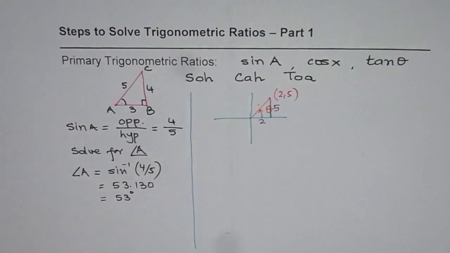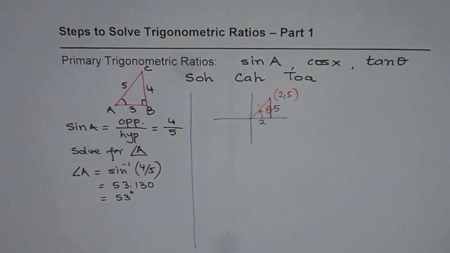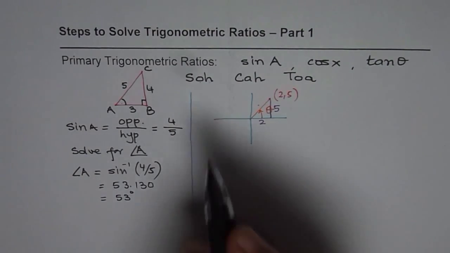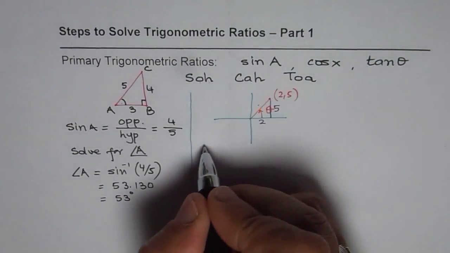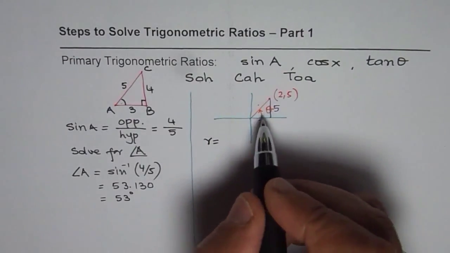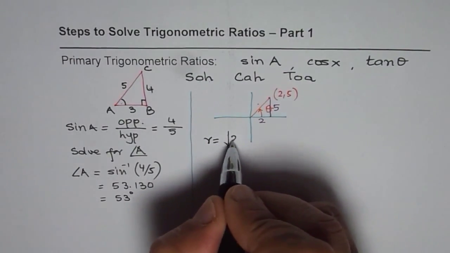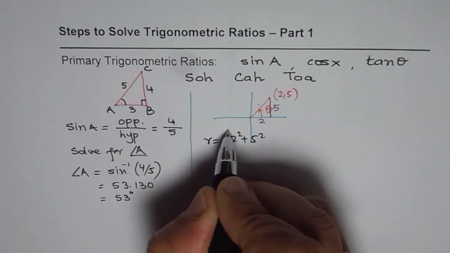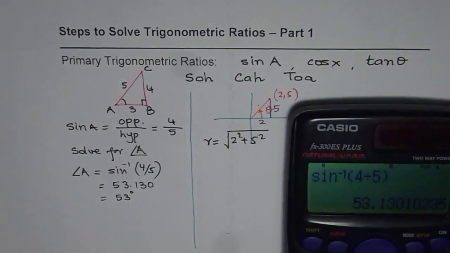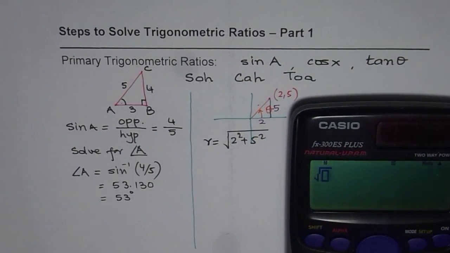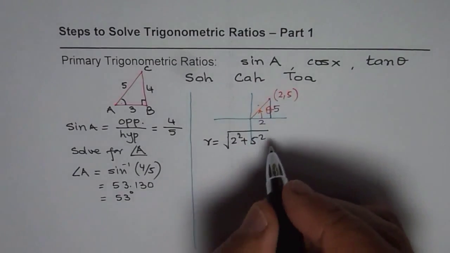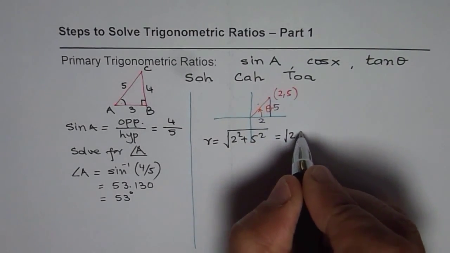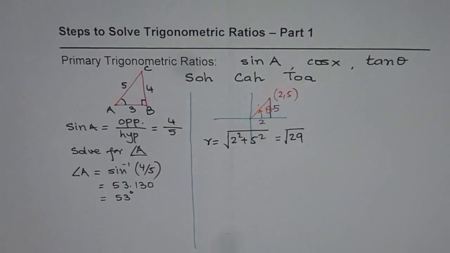So we need to find the hypotenuse in this case, which should be equal to, let me call that r, as we normally use r, the square root of 2 squared plus 5 squared. So let's use the calculator once again, square root of 2 squared plus 5 squared. That gives us square root of 29. Writing square root of 29 is writing in exact values, correct?